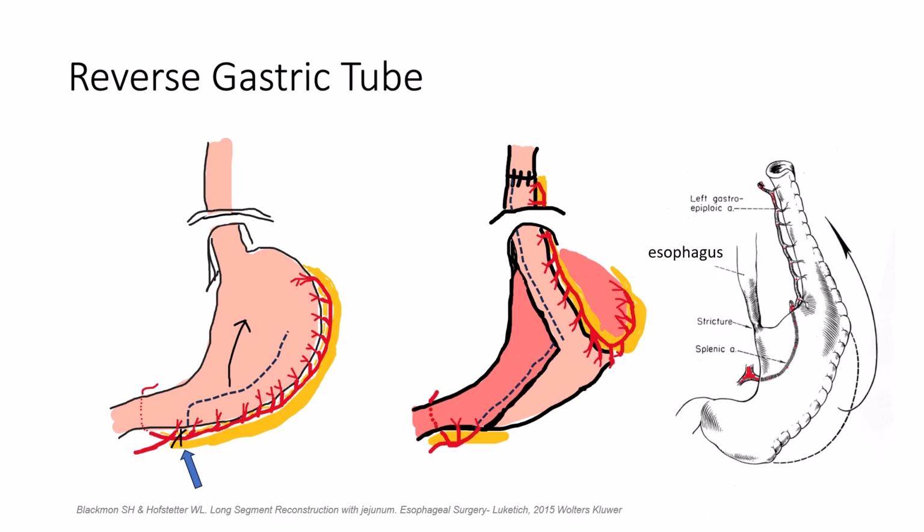If the short gastric arteries have been divided, this reverse tube will not work. If this is being performed for a stricture, this procedure can work. If this is being performed for cancer, it is unlikely that this procedure can be performed.